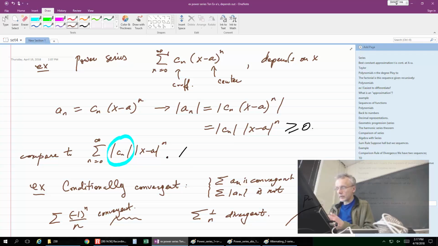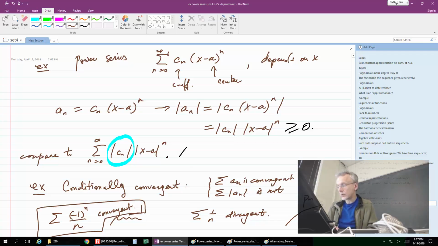It is convergent. This series is convergent, which makes it conditionally convergent, because if I take the absolute value, I have 1 over n, the harmonic series, which diverges. Okay, so that's what we have.